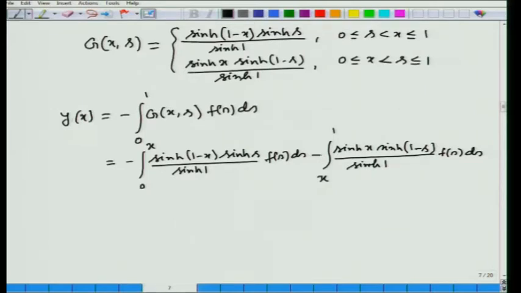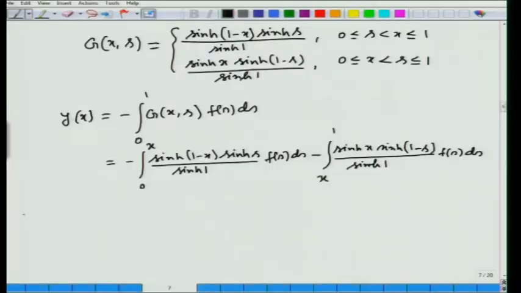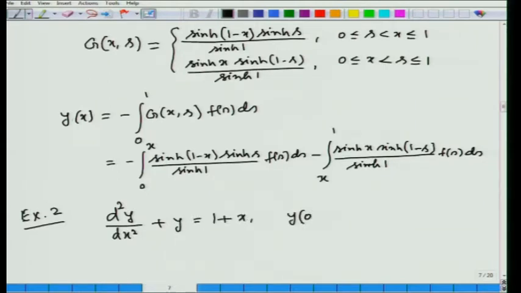Now, we consider one more example where f(x) is given, such that you can verify the solution obtained by this method is actually satisfying the given equation. Here we consider the problem d²y/dx² plus y equal to 1 plus x, with the condition y(0) equal to 0 equal to y(π/2).